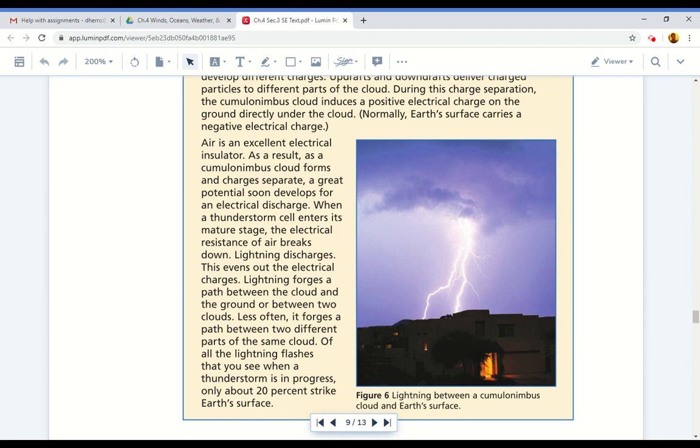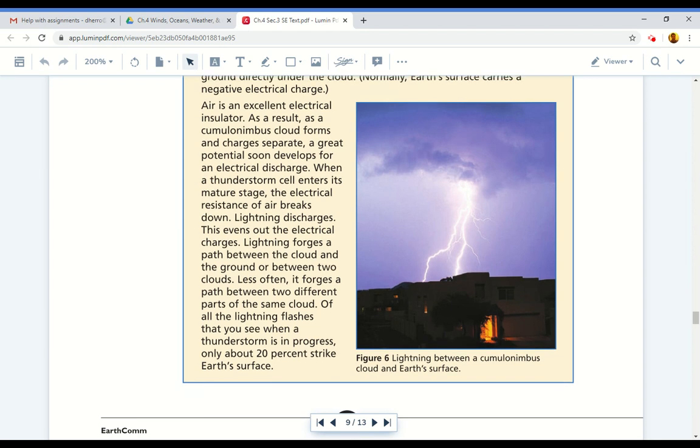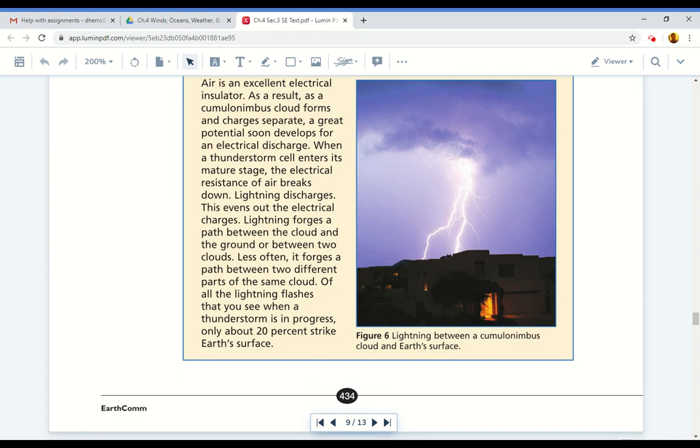During this charge separation, the cumulonimbus cloud induces a positive electrical charge on the ground directly under the cloud. Normally, Earth's surface carries a negative electrical charge. Air is an excellent electrical insulator. As a result, as a cumulonimbus cloud forms and charges separate, a great potential soon develops for an electrical discharge.